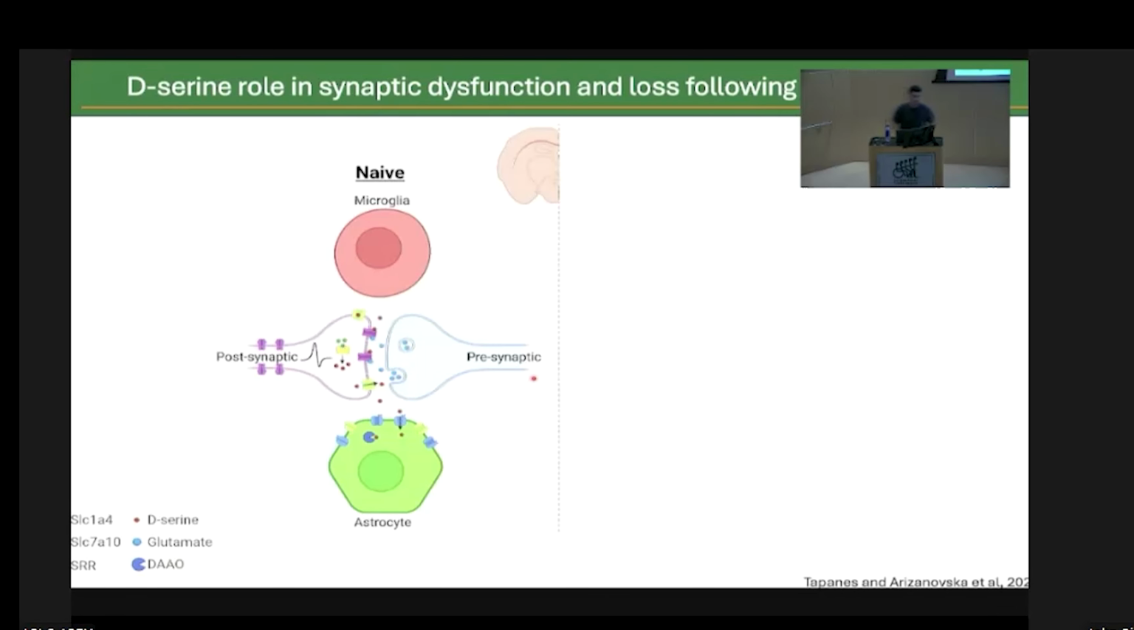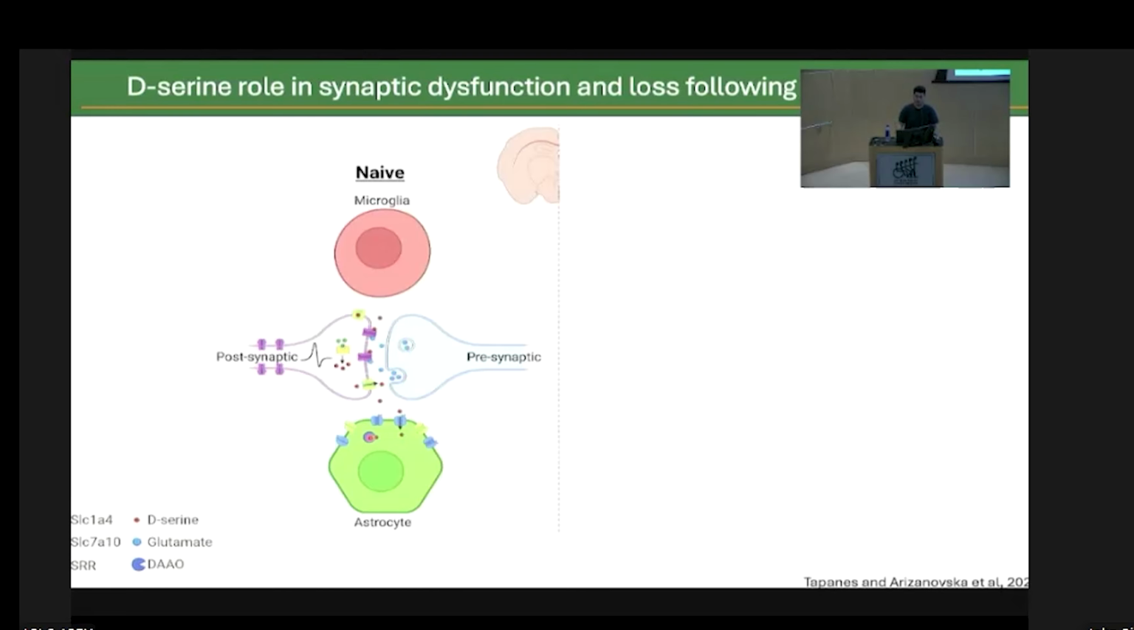So next, a quick recap of everything I've talked about. The schematic shows a presynaptic and a postsynaptic cell, where glutamate is being released presynaptically, as well as D-serine being produced and released neuronally. It then binds to these synaptic NMDA receptors, which leads to downstream signaling that promotes synaptic formation and learning and memory. And astrocytes play a supportive role, taking up that excess D-serine.